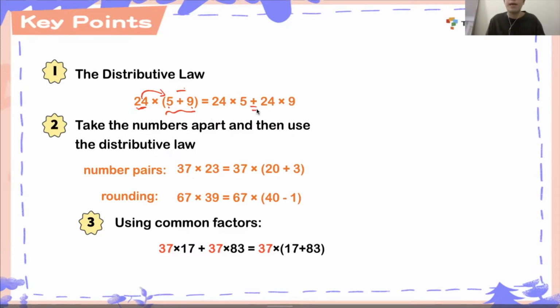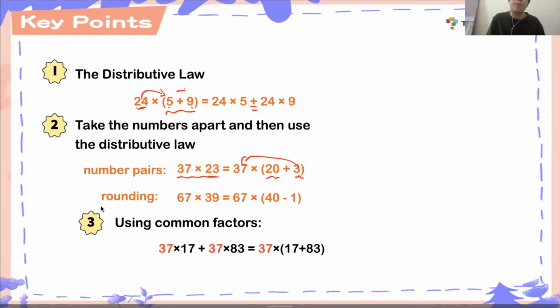And the second one is we take the numbers apart and then use the distributive law. What that means, okay, so we have 37 times 23. It should have no connections with anything we learned. But if we think 23, we can separate 20 and 3. And the 3 will give 37, and we will have 111 to help us make this calculation easier.